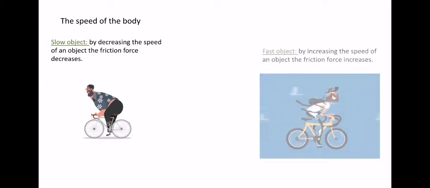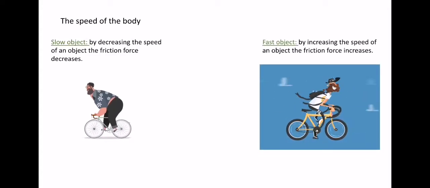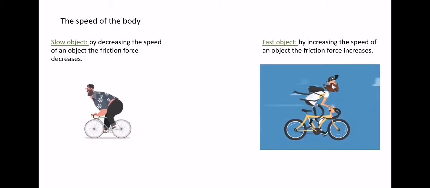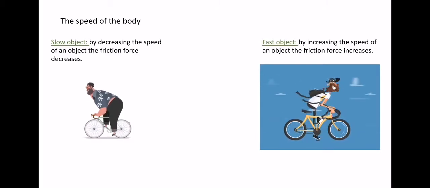Factor number 2, the speed of the body. When the body moves slowly, what happens? The friction force decreases. So again, by decreasing the speed of an object, the friction force also decreases. But when the object moves fast, what happens? The friction force increases. So when you increase the speed of the object, the friction force also increases.